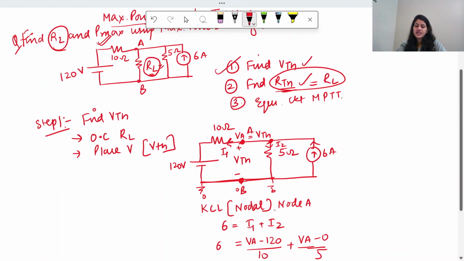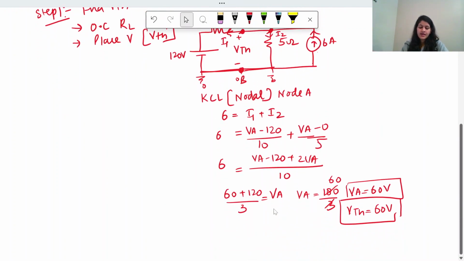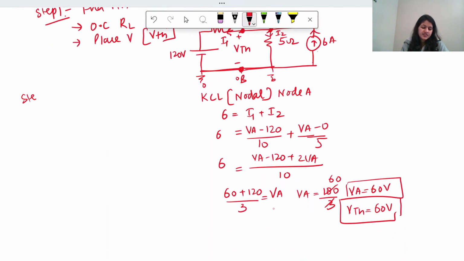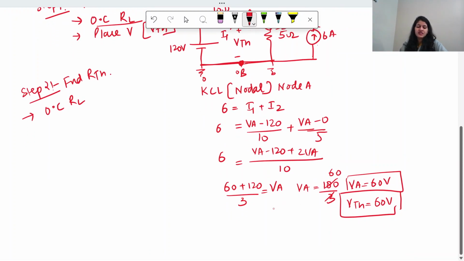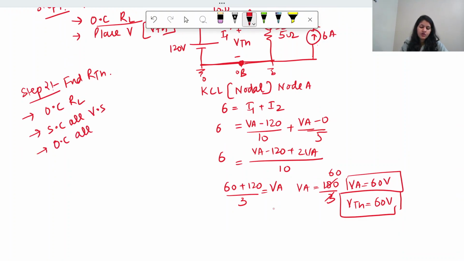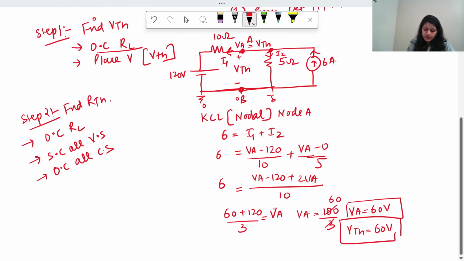So we got VTH. Now let's calculate the value of RTH, which will be equal to RL. So step 2 is find RTH. To find RTH, first we need to open circuit that branch RL, which we have already done while calculating VTH. Then the second step is short circuit all voltage sources, open circuit all current sources, right? So how will the circuit look like? Circuit will look like this.